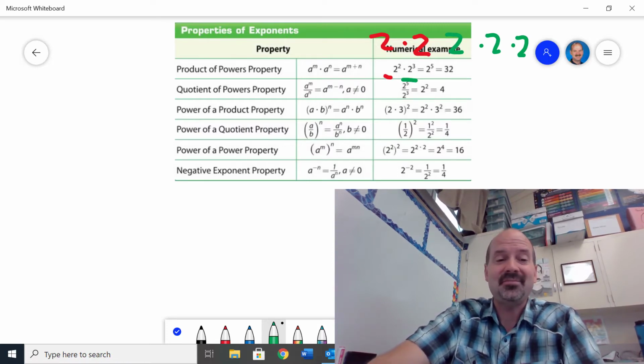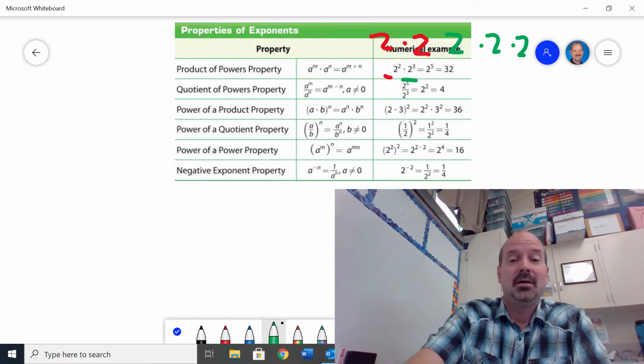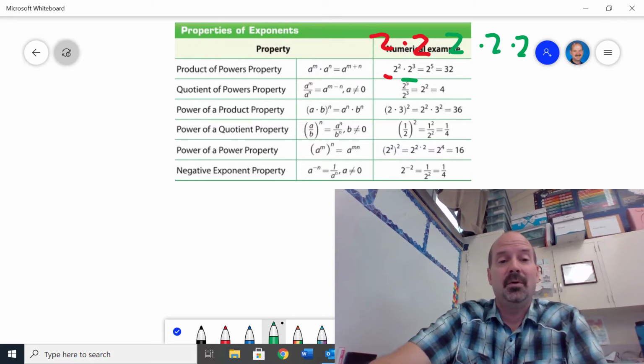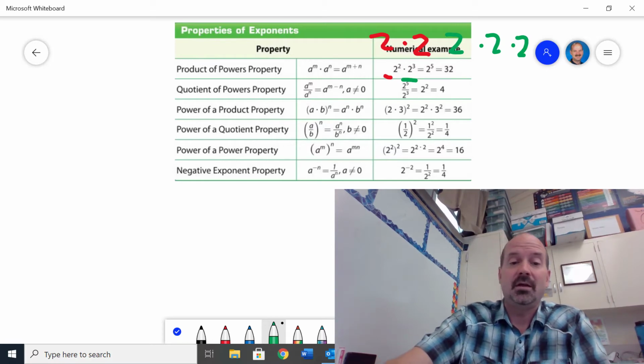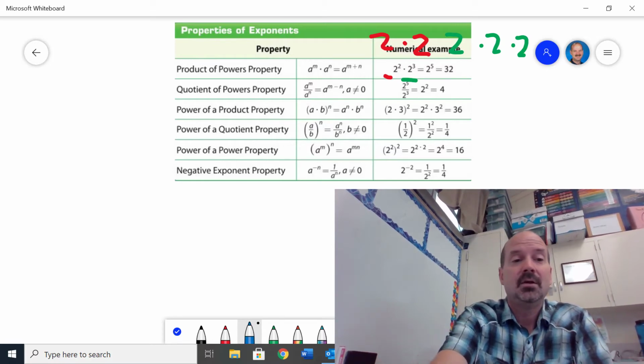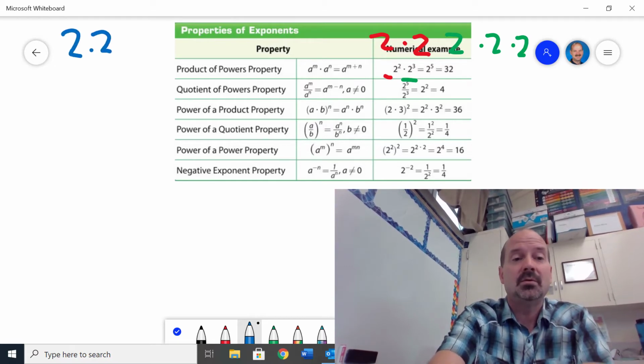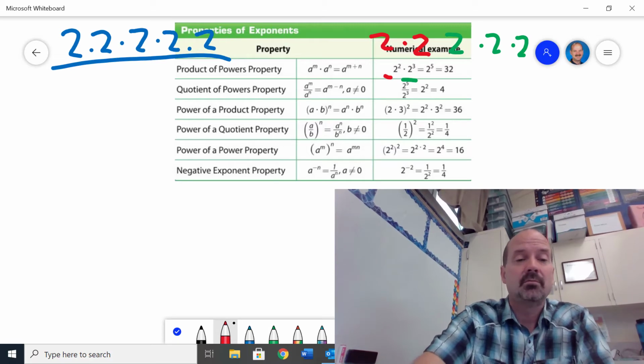All right. Second one is similar. It says the quotient of powers property, and that's where you can subtract the tops when dividing them, as long as they have the same base. So for example, we have 2 to the fifth over 2 to the third. And if I expanded that, 2 to the fifth is 2 times 2 times 2 times 2 times 2 over 2 to the third is 2 times 2 times 2.